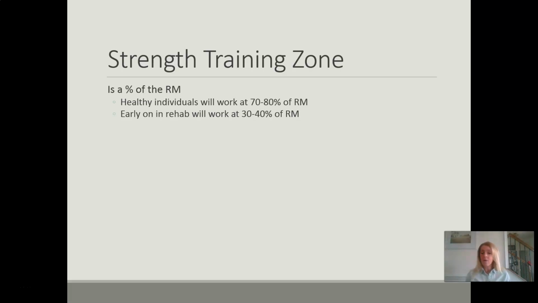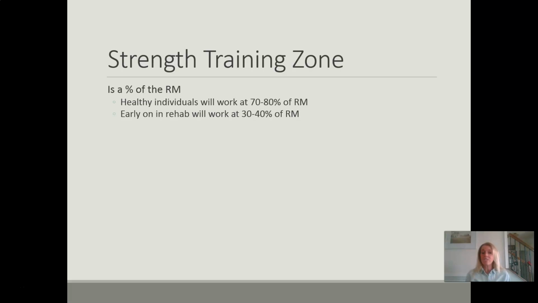Typically, most healthy individuals will strength train somewhere between 70 and 80% of their repetition maximum. So if they can do a maximum bench press, say with 100 pounds, if we're going to give them sets of exercises to do, we're probably going to decrease that to 70 or 80 pounds to do multiple sets and multiple repetitions of that exercise.